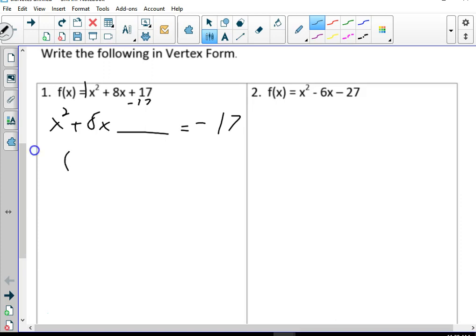Now, the trick. What number goes here? 4. Where did you get that 4 from? It's half of 8. Half of positive 8 is positive 4. Now remember, when you write this up here, we're passing that little 2, so what are we going to do to the 4? We're going to square it. So we're going to add 16, which means we're going to add 16 right here. That's going to be negative 1.